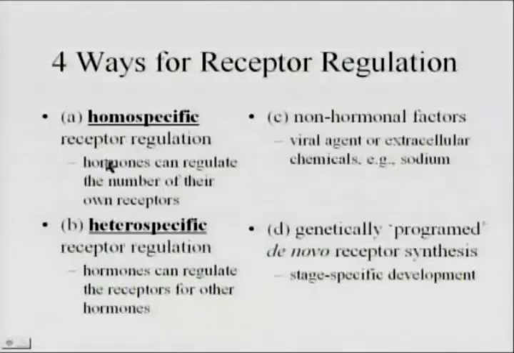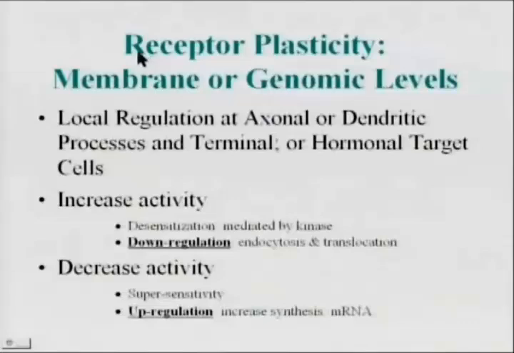So first, for the homospecific, the hormones can regulate the number of their own receptors as well as the sensitization. So there can be desensitization and sensitization, supersensitization, as well as decreasing the numbers as in downregulation and upregulation. Heterospecific would be hormones that can regulate the receptors for other hormones or other transmitters. And we will have a set of research articles in a separate presentation that one of the papers will talk about heterospecific receptor regulation.